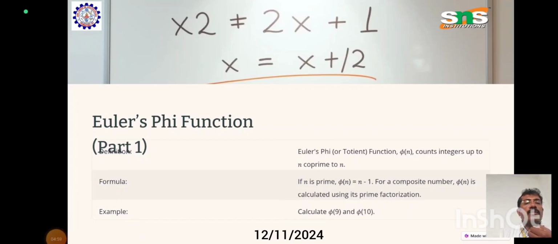Euler's theorem plays a very important role in cryptography. For more knowledge and ideas, you can browse more into this.